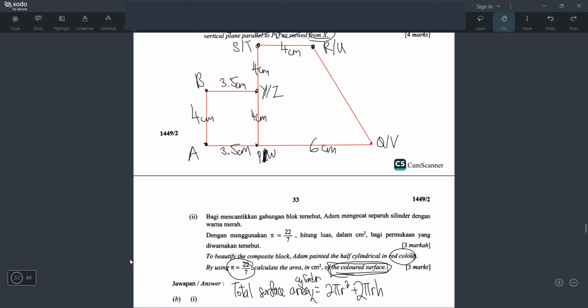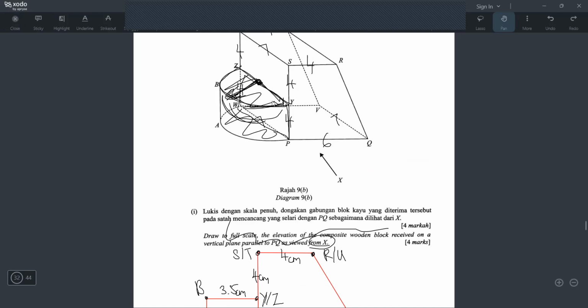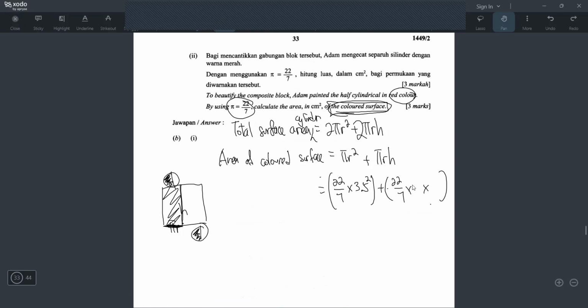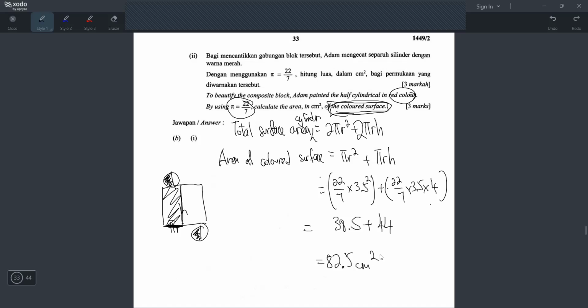Okay, let's refer to the cylinder. What is the radius and the height? Radius is 3.5 because it's 7 divided by 2. Height is 4. So 3.5 and then 4. Okay, this is how you calculate. Let's press the calculator. 22 times 3.5 square divided by 7. 77 over 2, 38.5. And then the next one is 22 divided by 7 times 3.5 times 4. My calculator gives me 44. And when you add them, you will get 82.5 cm square, right? Yeah, in cm square. Okay, that's all. Hope you understand.